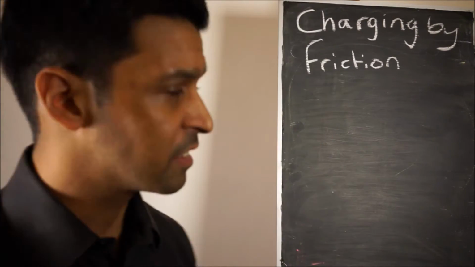Today is part 2 of charging, and that's charging an object by friction. Now for this to happen you need two materials, one of them that can lose electrons and one of them that can gain electrons. When you have materials like this you call them appropriate, so you need two appropriate materials. Okay, so let's just have a look at an example.